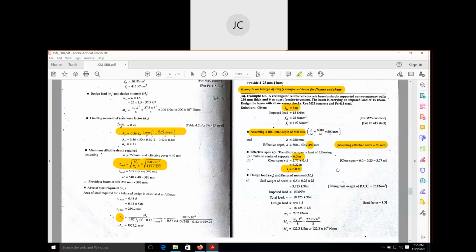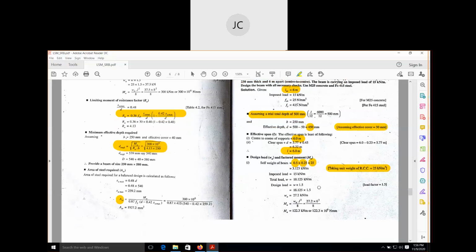Next we have to find out the self weight of the beam. This is the total depth of the beam, this 0.25 is the width of the beam, and this 25 is our unit weight of RCC. You can see here the unit weight of RCC is 25 kilonewton per meter cube. If you calculate this value, you will get 3.125.